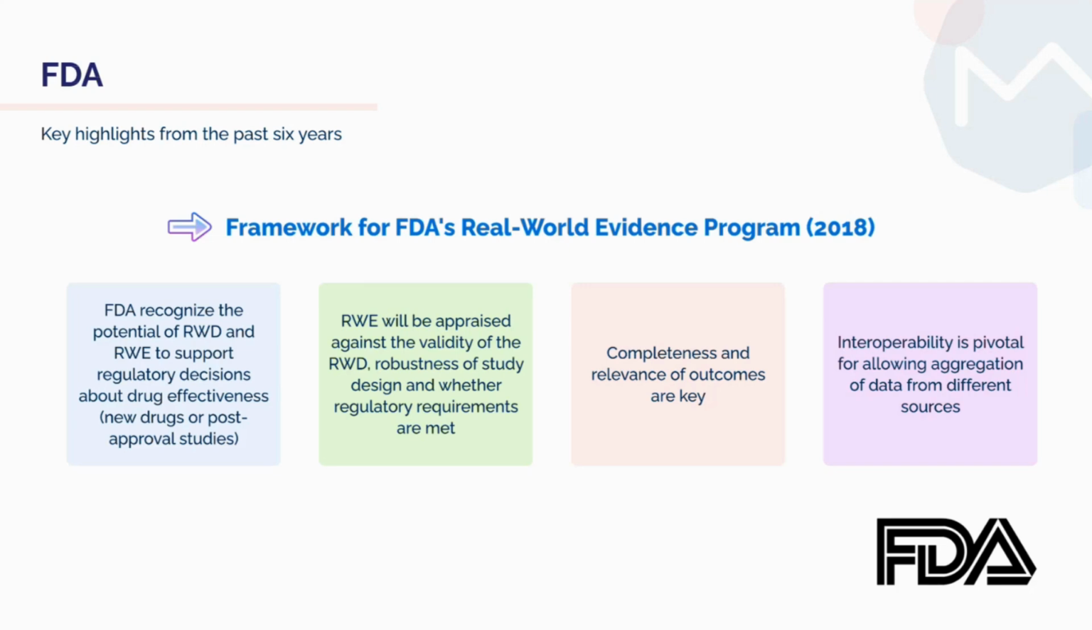So whatever real world evidence is produced, they will go back to the source of that real world evidence. So again, everything points back to the robustness of the study design, and any real world data that is gathered needs to be justified and also fit for purpose. And then the completeness and relevance of outcomes are key. Again, this is related to data quality.